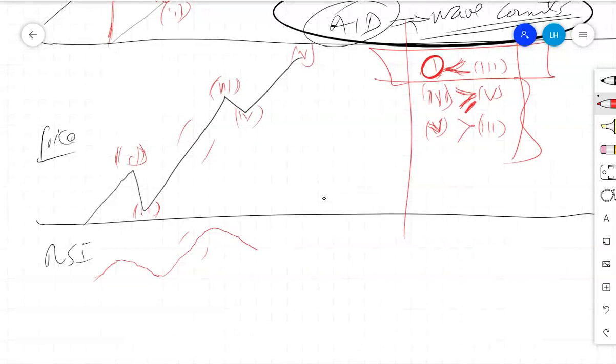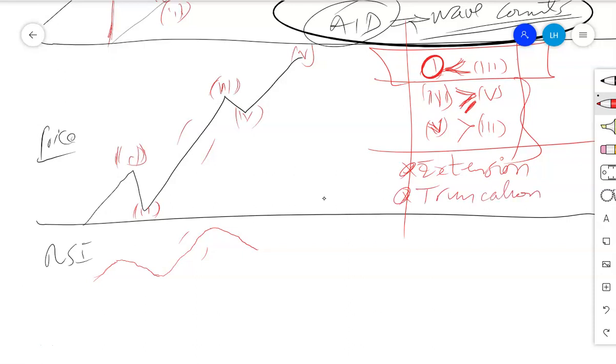Usually when we have two things there, we have two conditions that are expected to happen. We expect to have extension in the fifth, but sometimes we expect to have truncation in the fifth wave. Those two conditions are related with two situations in terms of volume.